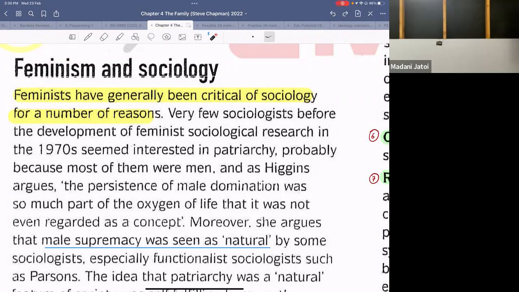Higgins argues the persistence of male domination was so much part of the oxygen of life that it was not even regarded as a concept. Moreover, she argues that male supremacy was seen as natural by some sociologists, especially functionalist sociologists such as Parsons. There you go. Remember Parsons, the way he advocated divisions of responsibilities at home, where males were expected to play an instrumental role and females an expressive role. Remember? So, moving on.